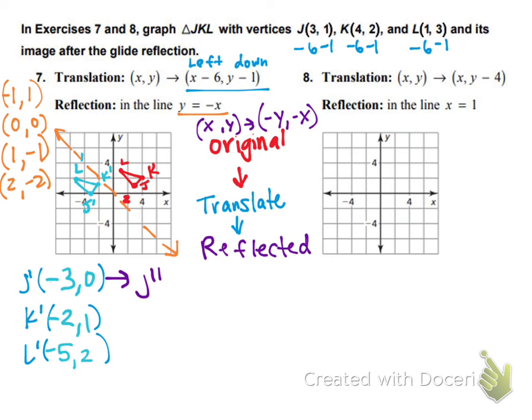So when we reflect, we're reflecting J prime. So you're going to flip them and do the opposite sign. So what will J prime be? 0, 3. So over 0, up 3. There will be your J double prime. K double prime, you're going to flip them and the opposite sign. So K double prime will be negative 1, 2.